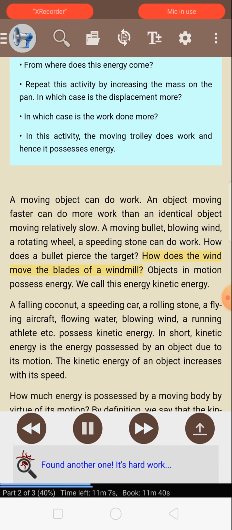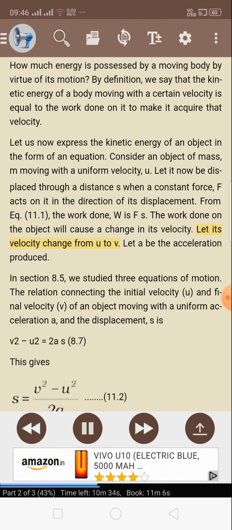Let us now express the kinetic energy of an object in the form of an equation. Consider an object of mass m moving with a uniform velocity u. Let it now be displaced through a distance s when a constant force F acts on it in the direction of its displacement. From eq. 11.1, the work done W is Fs. The work done on the object will cause a change in its velocity. Let its velocity change from u to v. Let a be the acceleration produced.